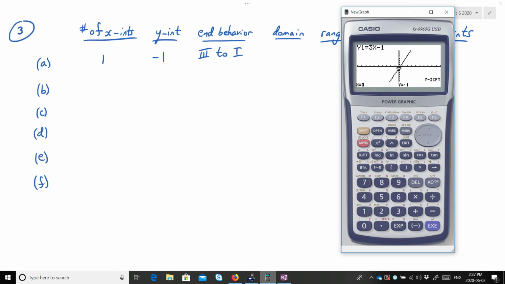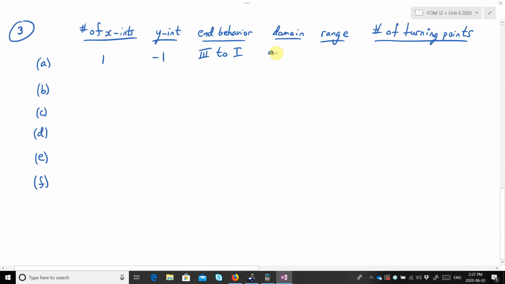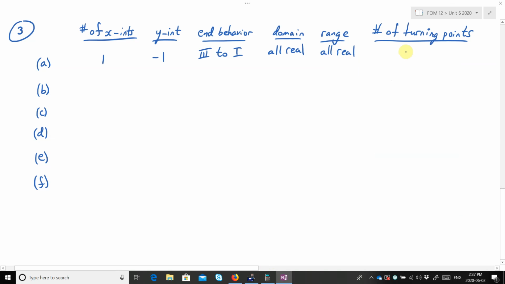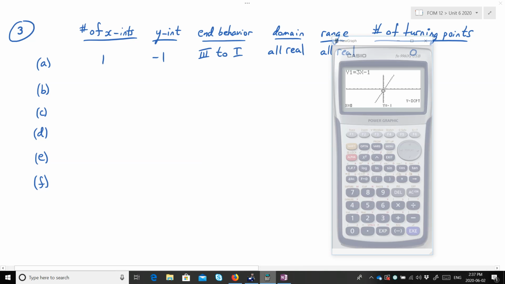The graph goes from left to right, so it covers all real for the domain. It is all real for the range as well. So it goes up forever and down forever, covering the whole y-axis. And the number of turning points, because it's a straight line, there are 0 turning points. Okay, and if you check out the back of the book, it's consistent with that.